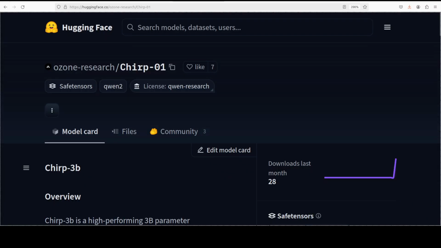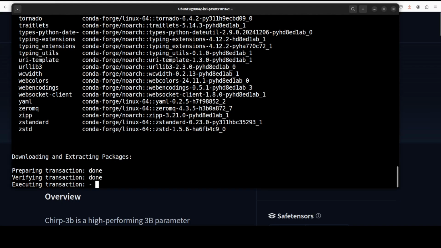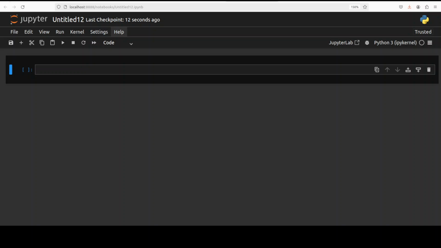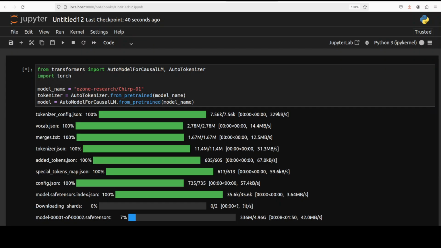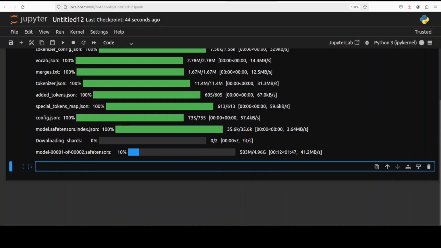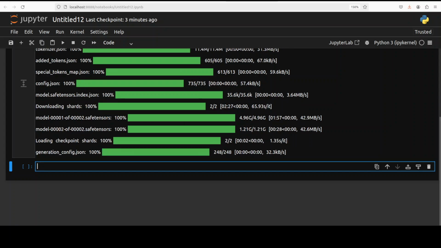in browser environment. Okay, let's check it out. What is happening? Almost there. Okay, now let me download this model with the transformers. And the model is being downloaded. There are two shards of it, so let's wait for it to get completed. Okay, so the Chirp has been downloaded. Let's try to do the inference.